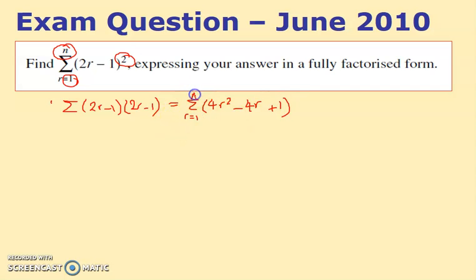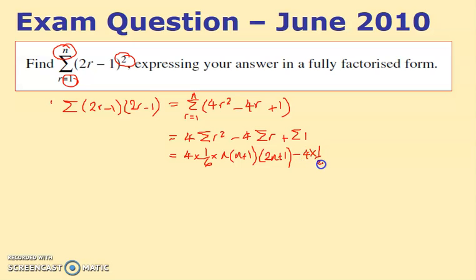Again, all of these should really say r equals 1 to n. Now I'm going to split this into 4 sigma r squared minus 4 sigma r plus a sigma 1. If I do this, I get 4 lots of the r squared formula, which was 1/6 times n, n plus 1, 2n plus 1 for memory, minus 4 lots of 1/2 of n, n plus 1 for the sigma r, plus the total of all the ones. If you remember, they just add up to n.